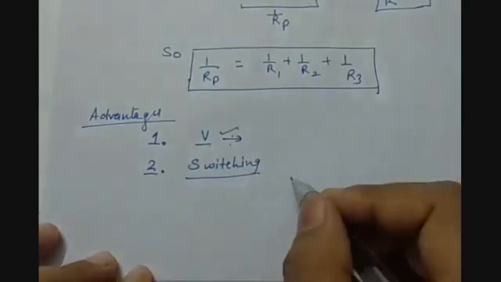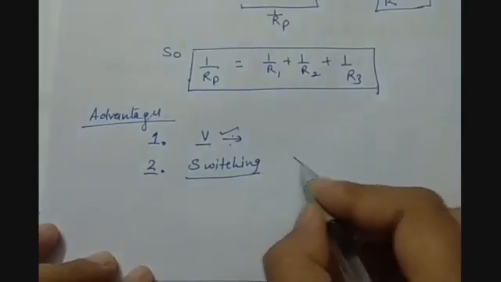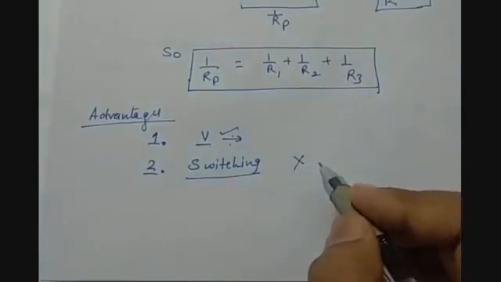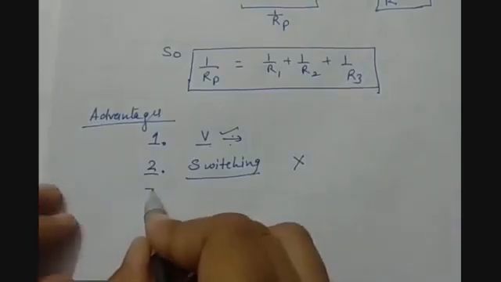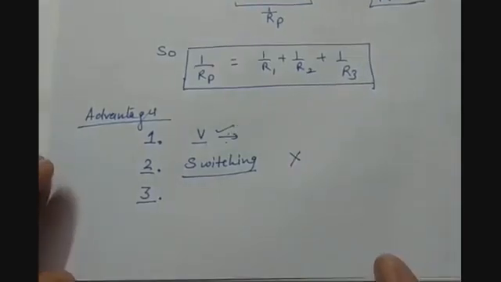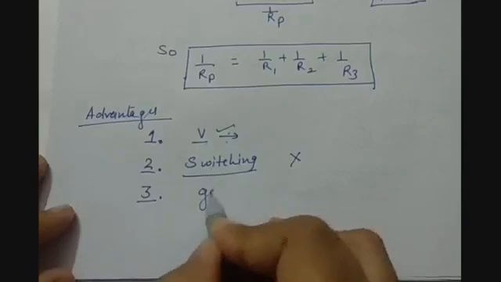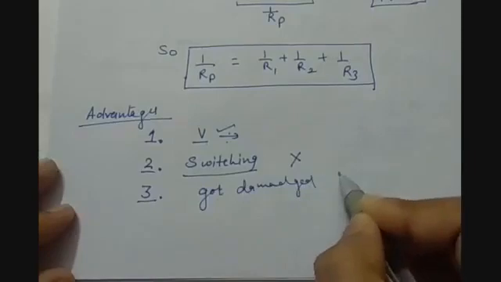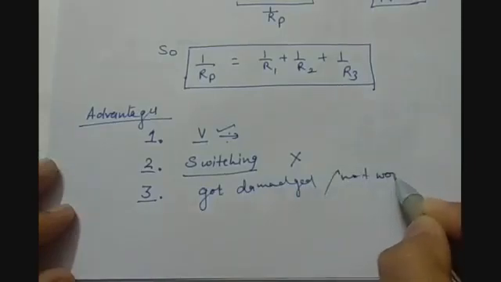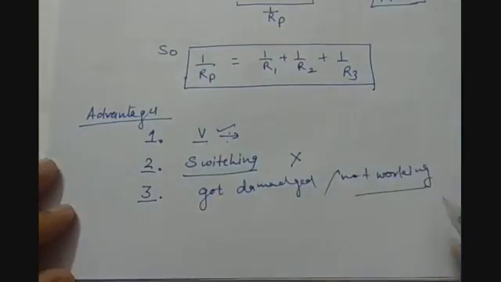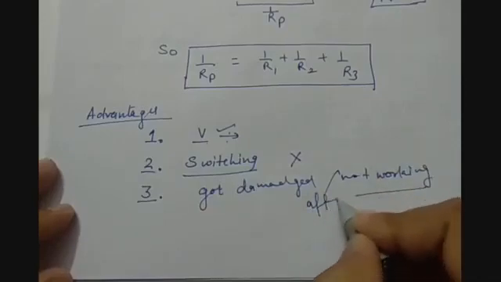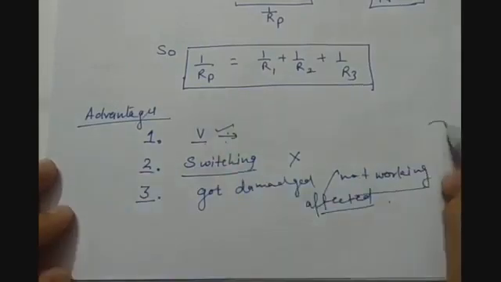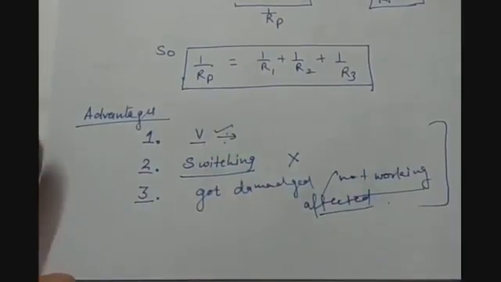If we want some of the appliances not to work, we can switch them off, and that will not affect the whole arrangement at all. Third is, if one of the appliances got damaged or is not working, the rest of the arrangement will not get affected. So these were the benefits of having parallel arrangements.